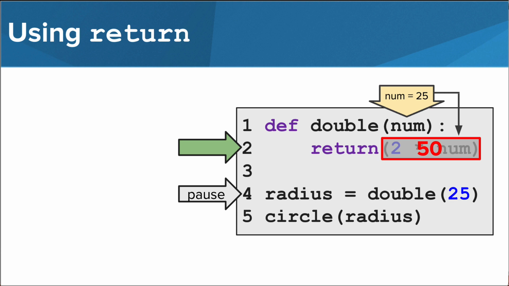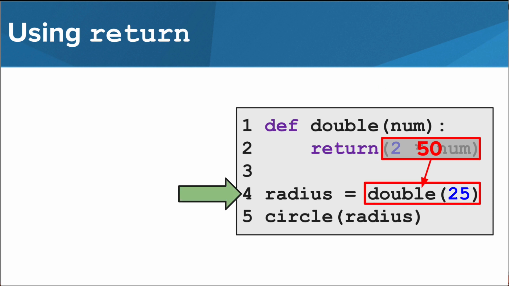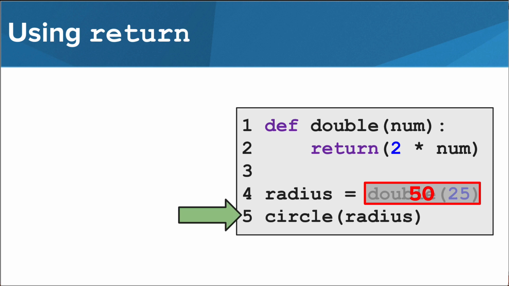This value of 50 is returned back to the main program, where it was called, and it is set as the value for the radius variable. Now, when line 5 is called, the value of 50 saved inside radius will be used to control the size of the circle.